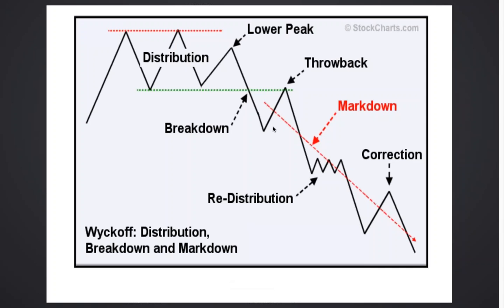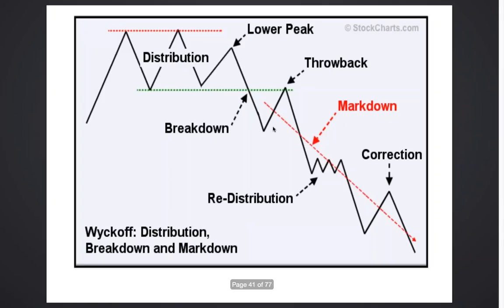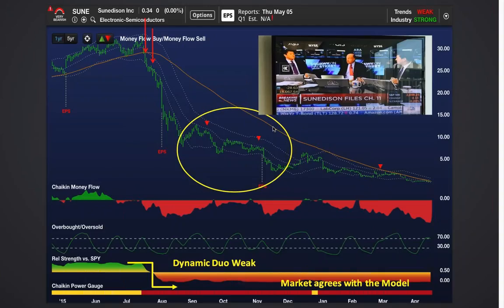And then look at the Wyckoff pattern. How similar is that to the breakdown and the periodic rallies, which give you an opportunity to buy put options or get out of the stock if you've been stubborn and you've overstayed your welcome. Now here is the classic proof that Chaikin Power Gauge rating can keep you out of trouble, protect your capital, and give you opportunities on the short side.